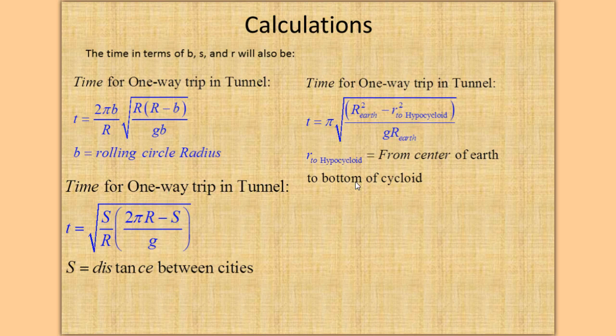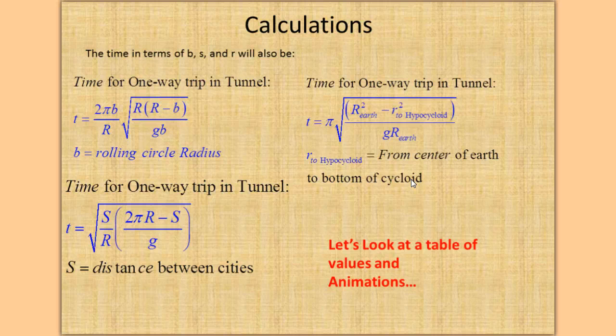So I derived all three of these equations. So if you decide you want to do this on your own and you looked up the surface distance between the cities, you can find what the time is. Or if you knew the distance from the center of the Earth to the bottom of the hypocycloid, you can use the third equation up here. Okay, so that's why I did that.